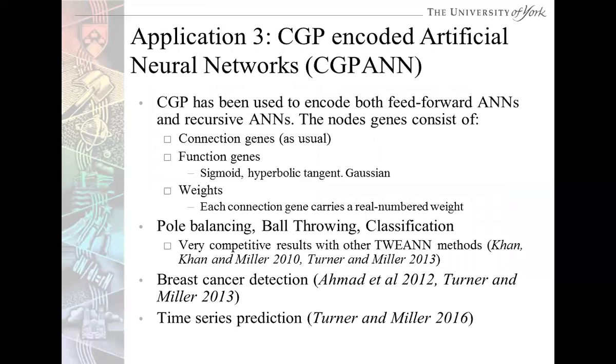So the third application uses CGP to encode artificial neural networks. This is a natural fit for CGP because CGP encodes graphs and neural networks are graphs. All you need to do is augment the connections with weights. So you allow every connection gene to also carry a real-numbered weight. This has been tried on a range of problems: pole balancing, ball throwing, classification, breast cancer detection, time series prediction. And it produces very competitive results with other methods in the field.